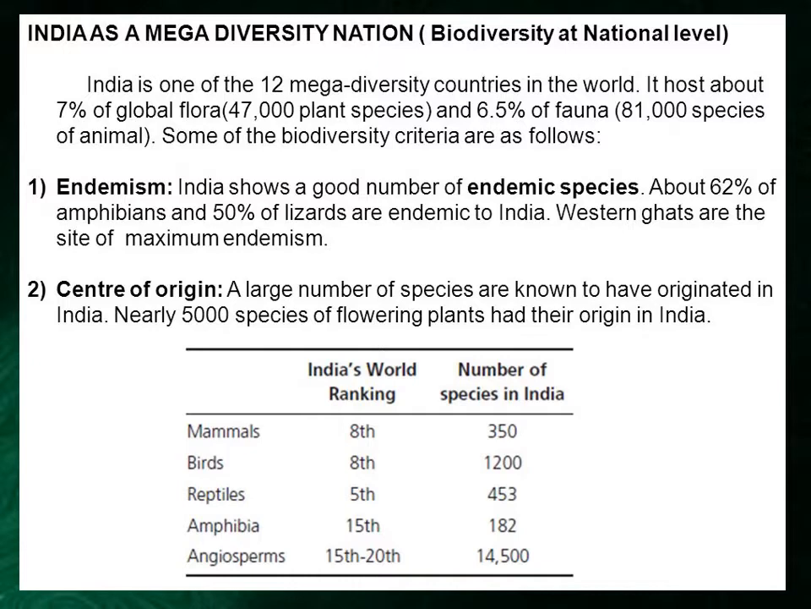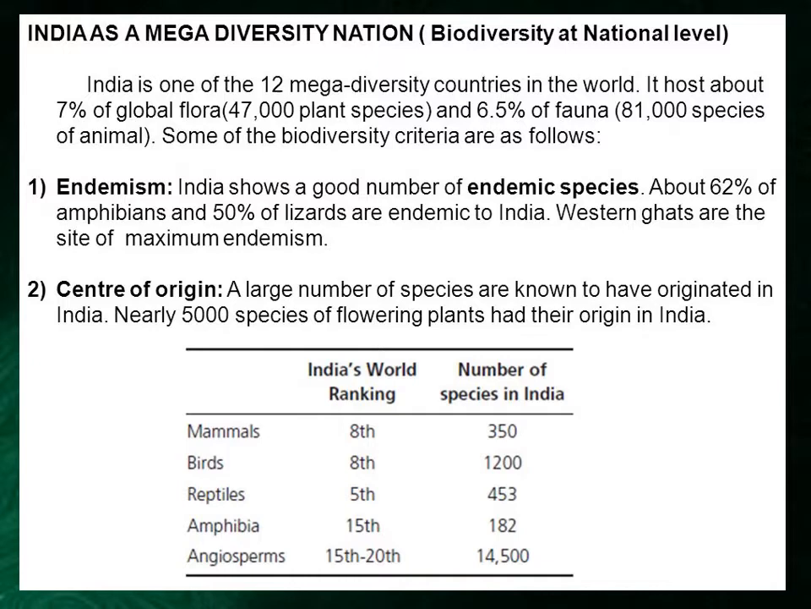If you look at the rankings of India in species diversity of different groups of animals, you can see that among mammals, India's world ranking is 8th, and the number of species is about 350. Among birds, 8th, number of species is 1200. Reptiles, 5th, number of species is 453.